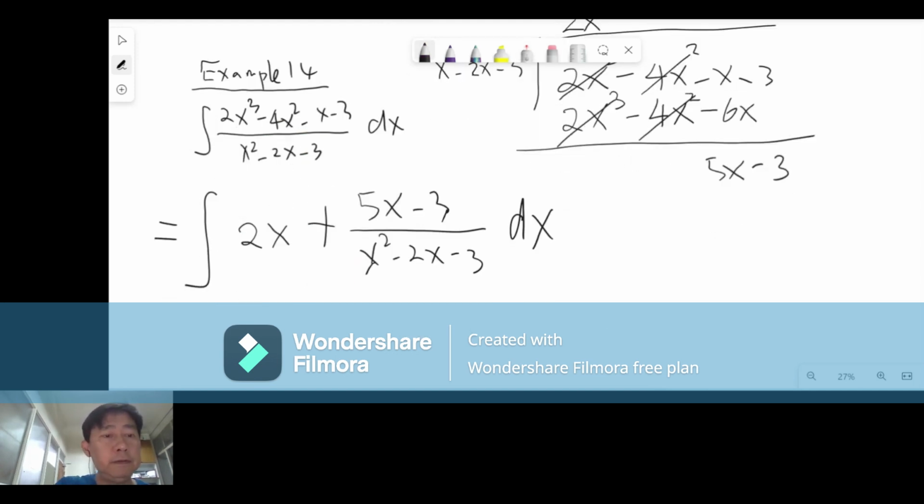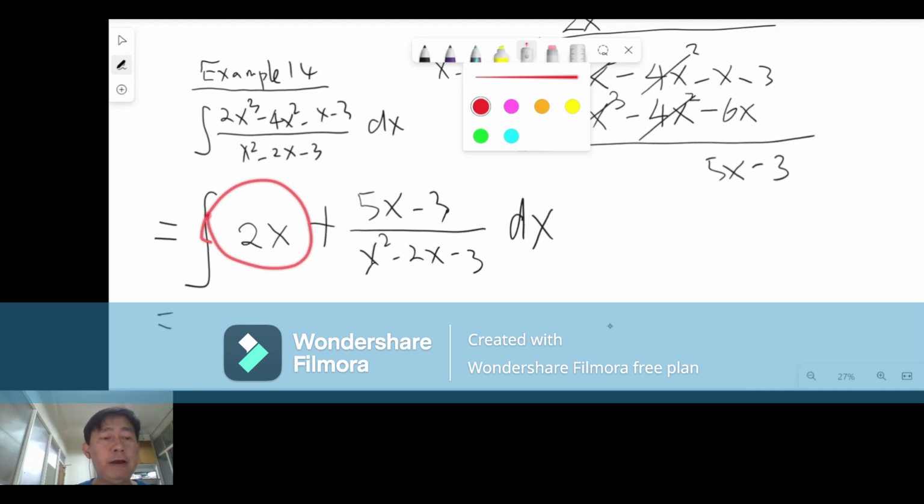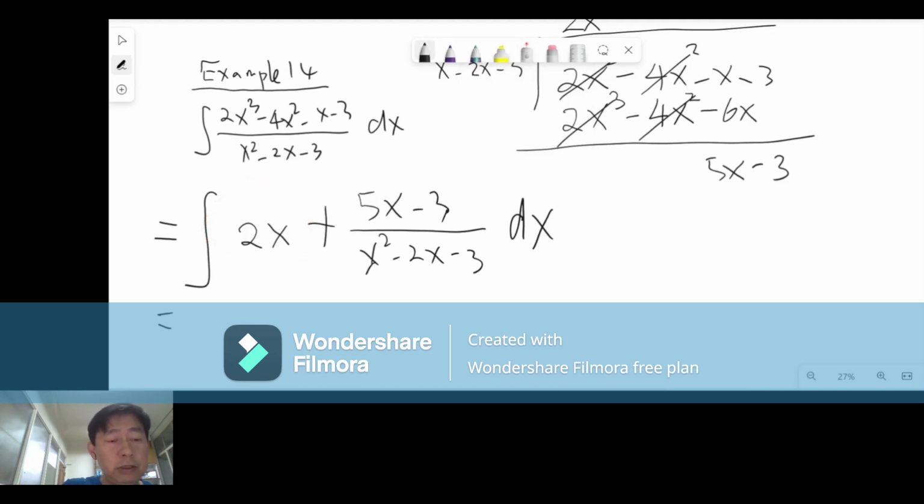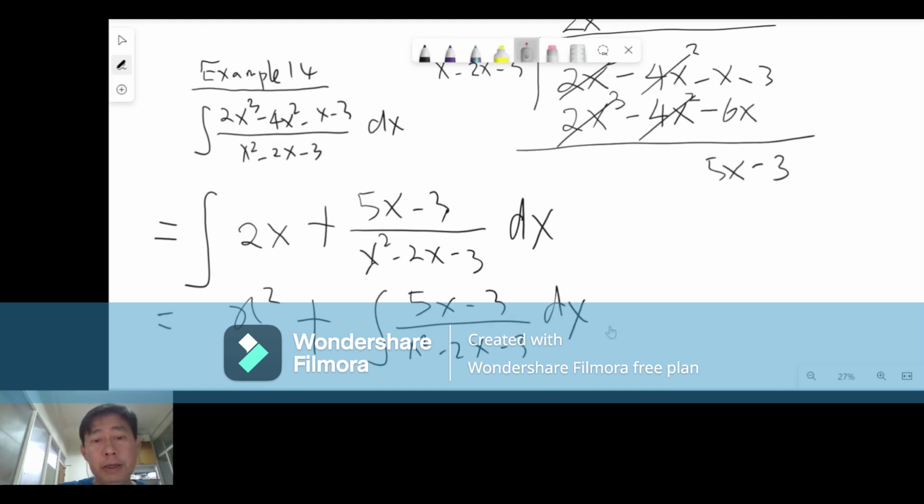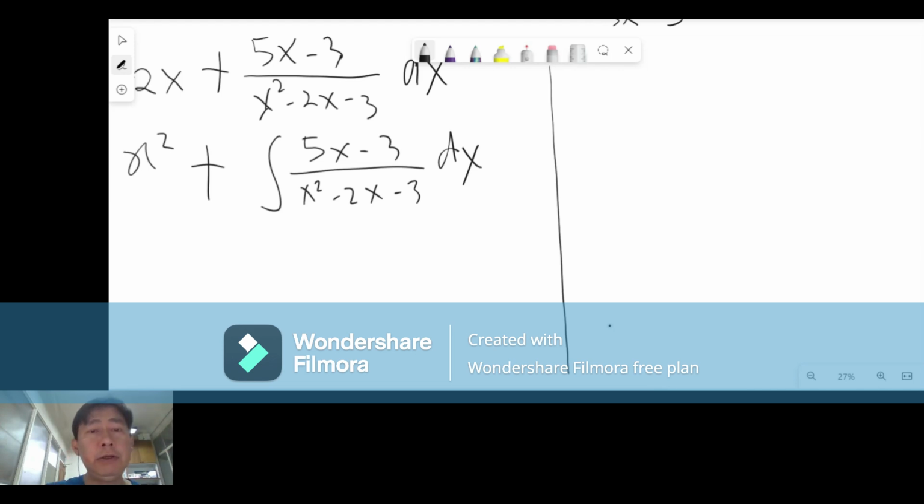The integration of example 14 can proceed by performing integration on this proper fractional function using the method of partial fractions. Let us first integrate the function of 2x. This should give you x squared plus an integration of the proper fractional function as written here. Proceed with the integration for the proper fractional function.